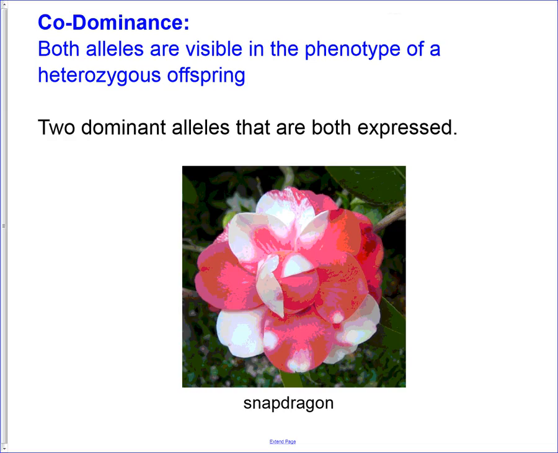All right, our next one is codominance. This is where both alleles are visible in the phenotype of a heterozygous offspring. In other words, both alleles will be present. They'll both be expressed. It's not going to be a blend. They're actually both going to be there. So a snapdragon like this one is an offspring of a red flower and a white flower, and it makes a red and white flower instead of an entirely pink flower.